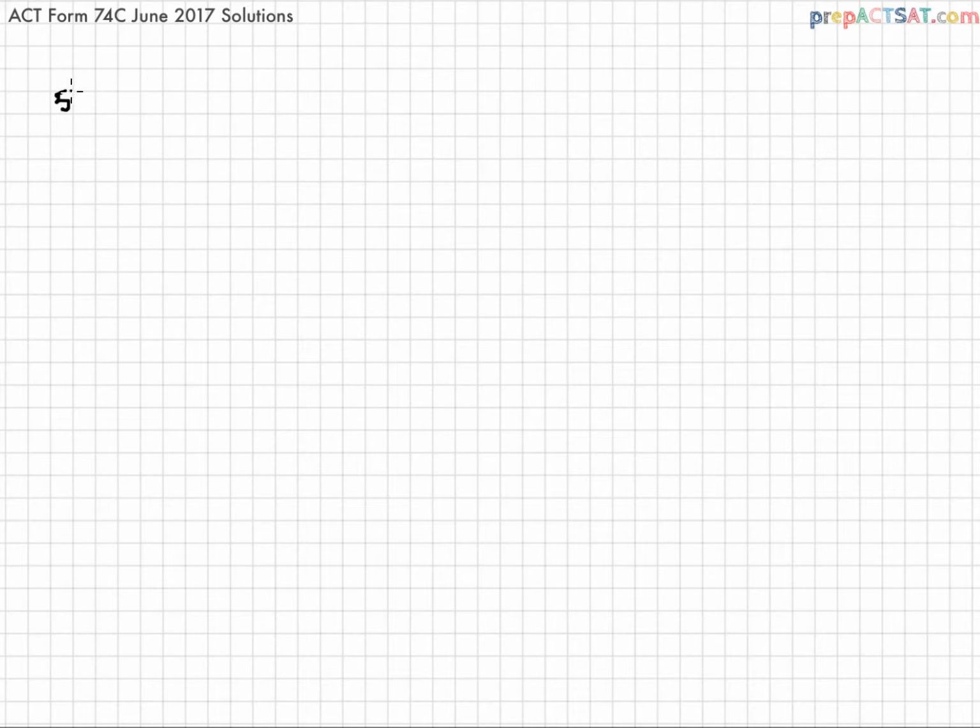Question 57 is pretty complicated. It's very SAT style with all the words. It's quite easy math, but there's just a lot of words there. So if you don't like word problems and you're running out of time, this is one to maybe consider skipping. But I'm going to do this anyway.